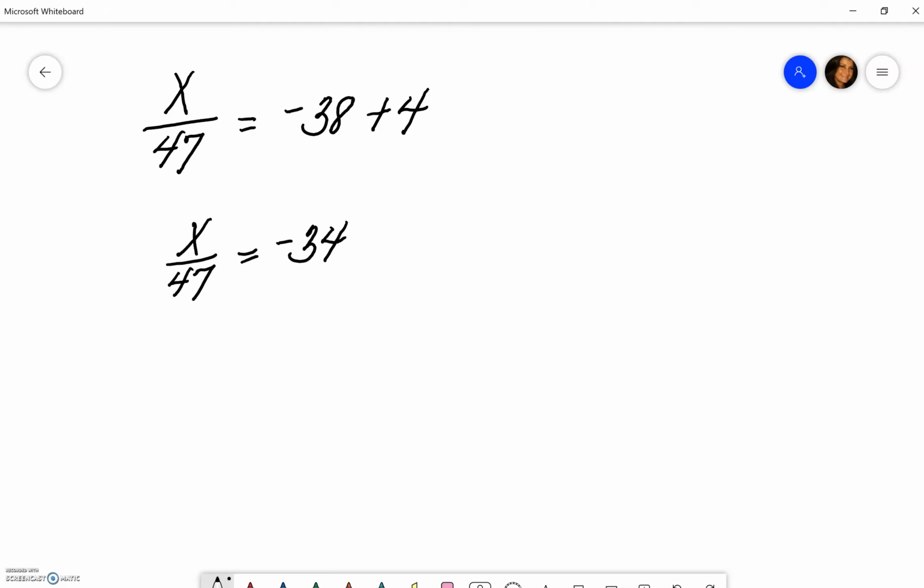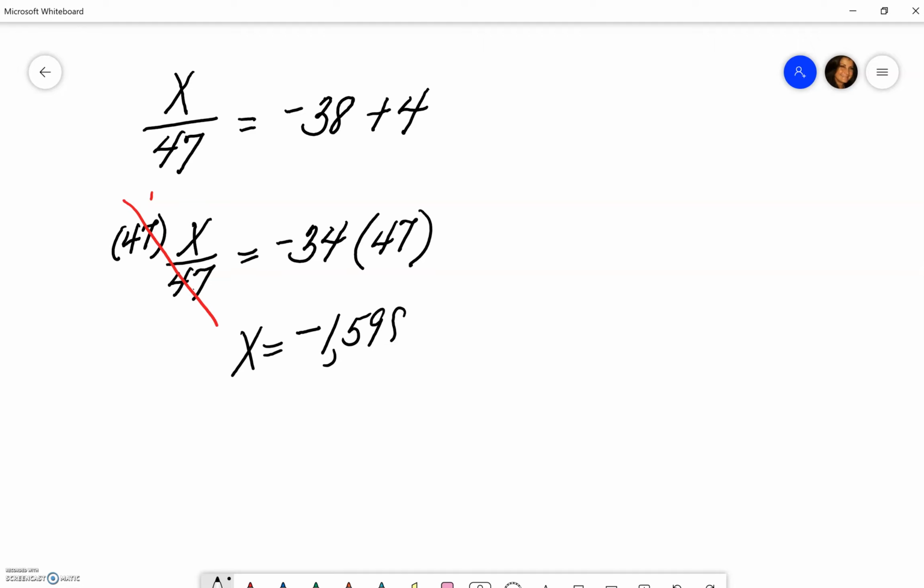Okay, now what do we do to get that 47 out of the denominator? Well, we multiply it by 47. When we do that, we know that will reduce down to 1. And what we do to one side, we must do to the other. So x equals, and these are opposite signs, you'll end up with a negative answer. And when you plug that into the calculator, you'll end up with a result of 1,598. And there's your final answer.